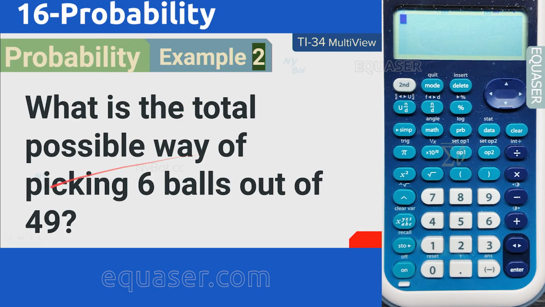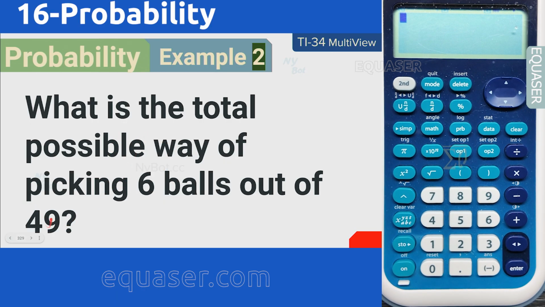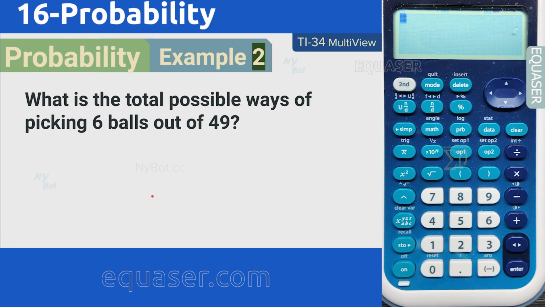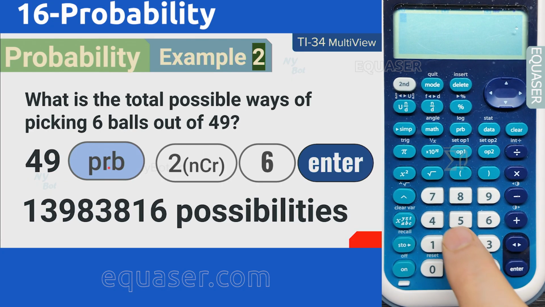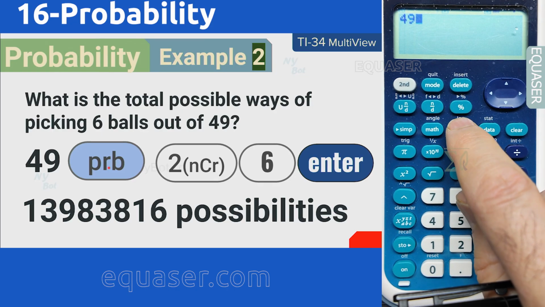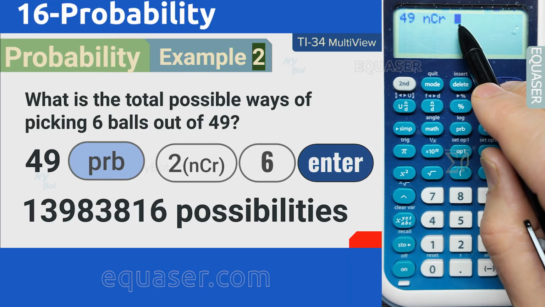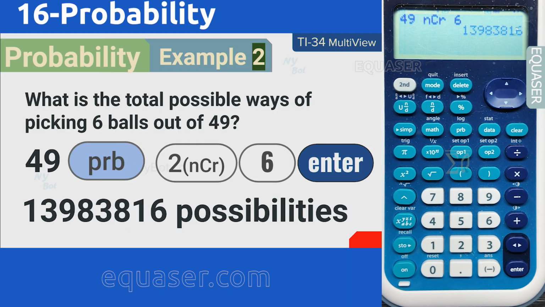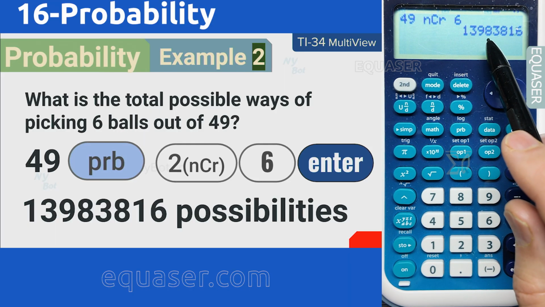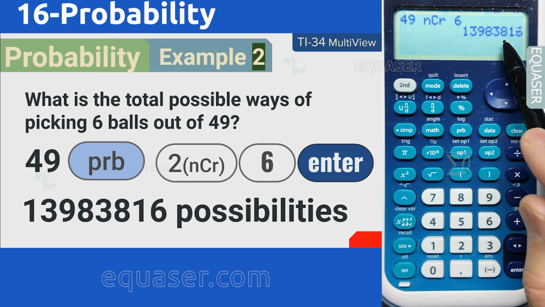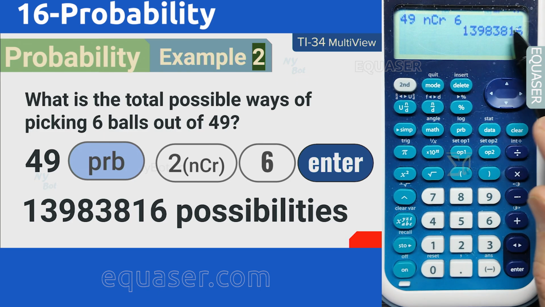What is the total possible number of ways of picking 6 balls out of 49? This is done in a lottery in most countries. They have 49 balls and they are picking 6. To do that, we say 49 PRB 3, that is combination, or choose 6. If I press enter, it's 13.98 million, or approximately 14 million possibilities.